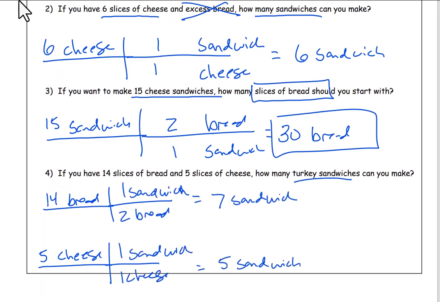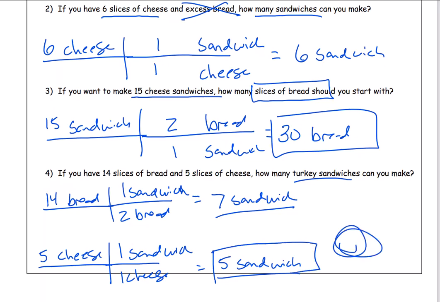So here it says we have enough bread to make 7 sandwiches and enough cheese to make 5 sandwiches. So would I make 7 sandwiches, 5 sandwiches, 2 sandwiches, 12 sandwiches? How many sandwiches can you make? Well, we would run out of cheese after 5 sandwiches. We can only make as much as the smaller amount of product.